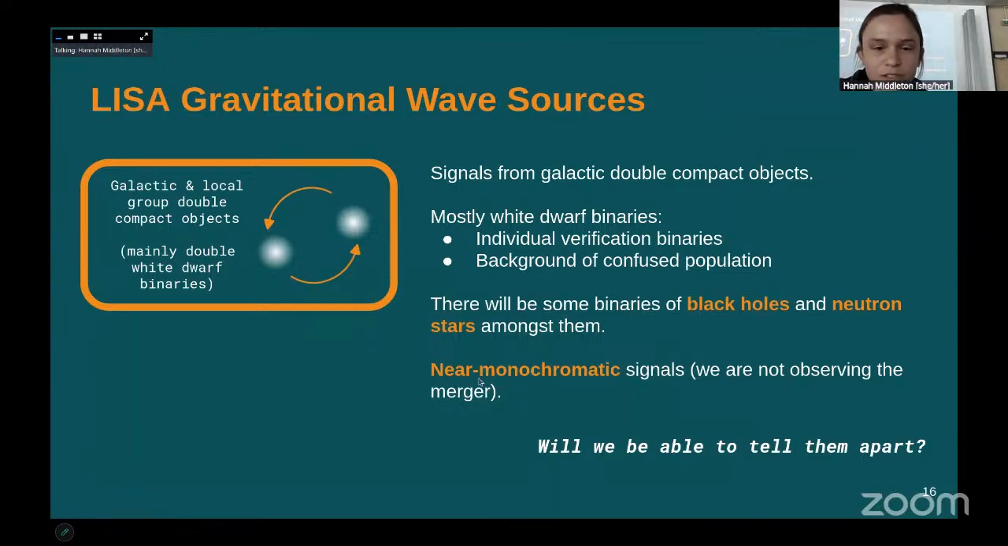And just to note that these are near monochromatic signals, so we're much earlier in their evolution than things that you would see with LIGO, Virgo, and KAGRA. So we're not observing the merger, we're just observing the early inspiral. So they're almost monochromatic in the data. So the question we're asking is, can we tell them apart from the others?